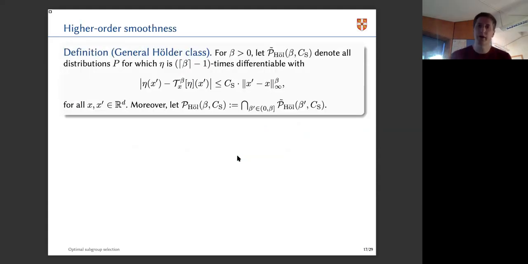Okay, I mentioned before that I can extend these results from having just a beta less than or equal to 1 to general higher order smoothness. So this is a relatively standard definition of Holder smoothness. There are small variants that you'll see in the literature, but it's talking about how well I can approximate eta by its Taylor polynomial of a particular order. And then I want to make the sets nested, so I take an intersection over beta primes up to the level beta.